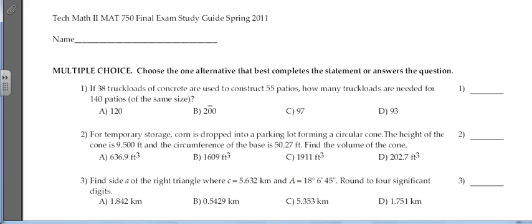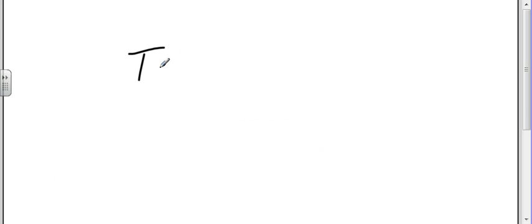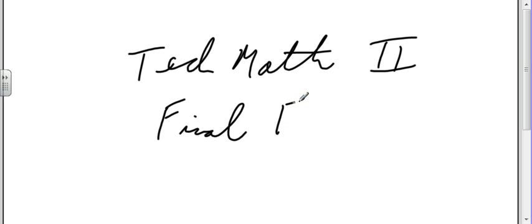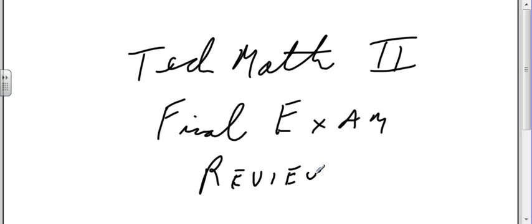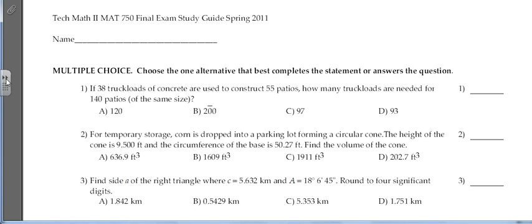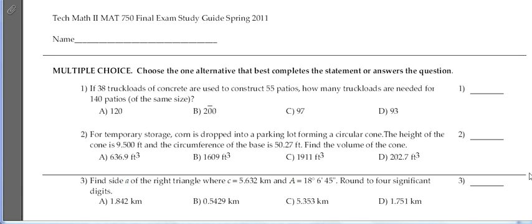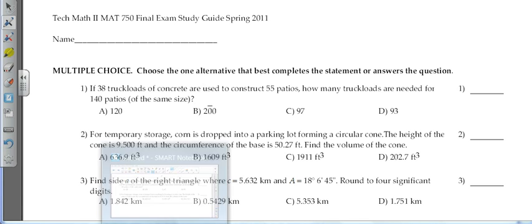This is Tech Math 2, and we're doing a final exam review. That's what we're doing. It might take 2 days, it might only take 1 day, but that's our plan. All right, so first problem. And we'll do 2 at a time, just for the heck of it.